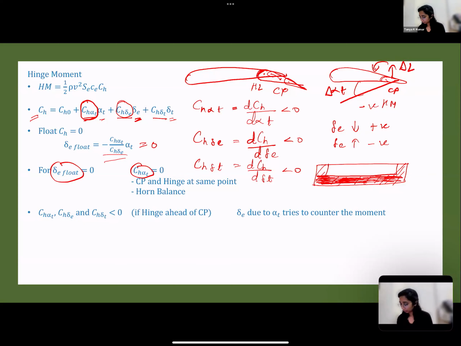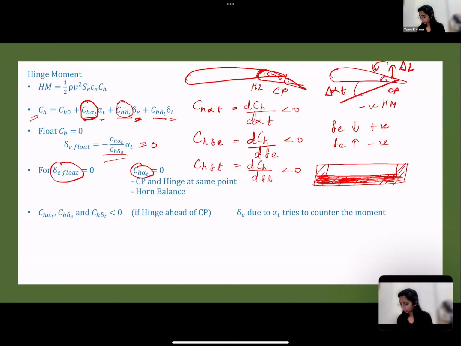Okay, it's always governed by stick fixed static margin, never the stick free static margin. So in this equation, you have this x bar NP minus x bar CT, which is your static margin. That is the stick fixed static margin, never your stick free static margin.